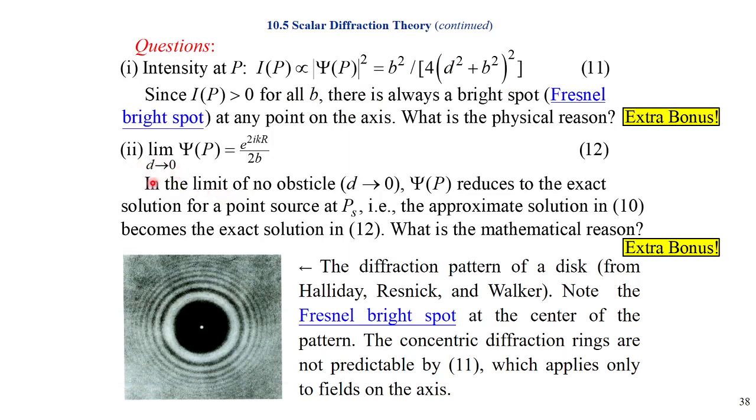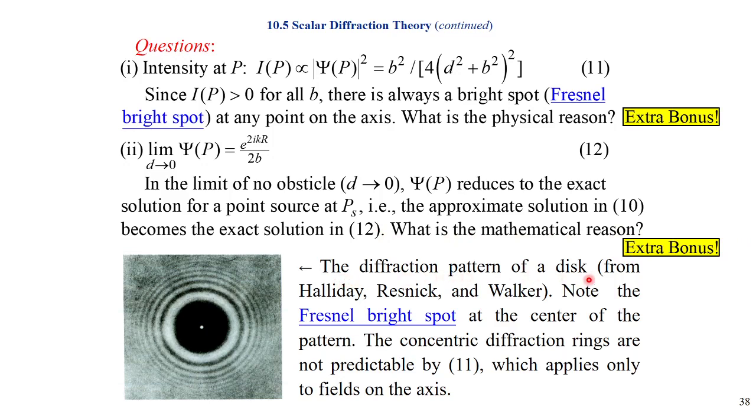Second, when D equals 0, that means the size of the circular disk shrinks to 0. No circular disk at all. It should be the same as our previous understanding. Separation is 2IKR over 2B. In the limit of no obstacle, D equals 0, psi P reduces to the exact solution for a point source. That is the approximation in 10, because the exact solution is in 12. What is the mathematical reason? So try to explain. I will give you some extra bonus.